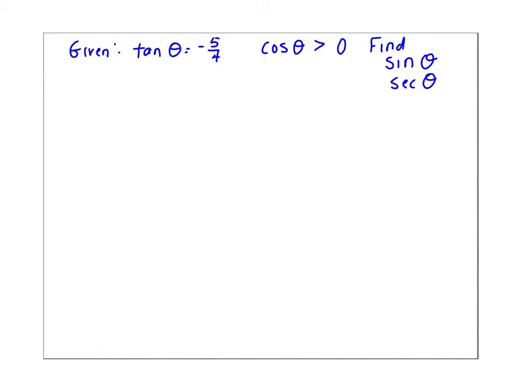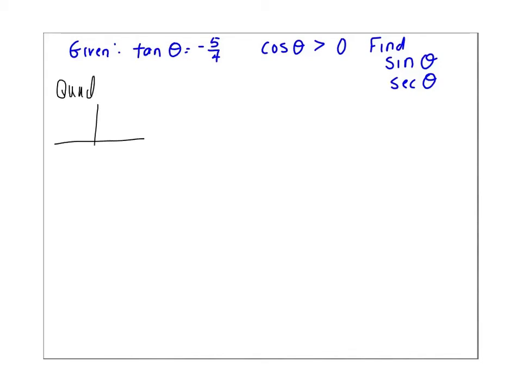Okay, on this example, once again, they've given us more clues. Only this time, instead of writing all 6 trig functions, we just need to find the sine of theta and the secant of theta. All right? So the first thing we need to do, of course, is to find our quadrant. What quadrant are we in?